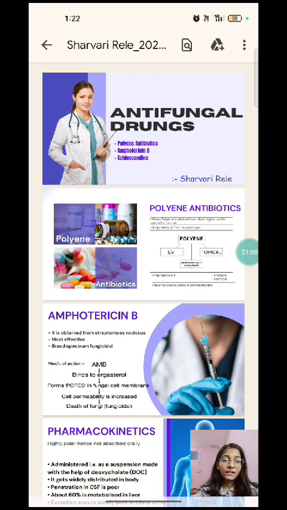Speaking about nystatin, nystatin is poorly absorbed from skin and mucous membrane. It is highly toxic for systemic use. It is used only topically in candida infections. Then hemicin. Hemicin is developed in India and it is used against vaginal candidiasis. Polyenes create pores in the cell membrane.